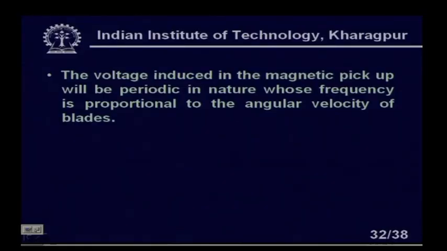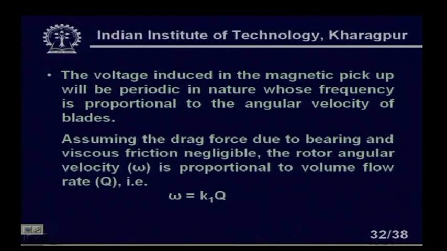The voltage induced in the magnetic pickup will be periodic in nature, whose frequency is proportional to the angular velocity of blades, right. So, assuming the drag force due to bearing and the viscous friction negligible, the rotor angular velocity omega is proportional to the volume flow rate. Obviously, as the volume flow rate increases, the velocity increases, and omega also will increase. Omega depends on the velocity of the fluid flowing through the pipe.